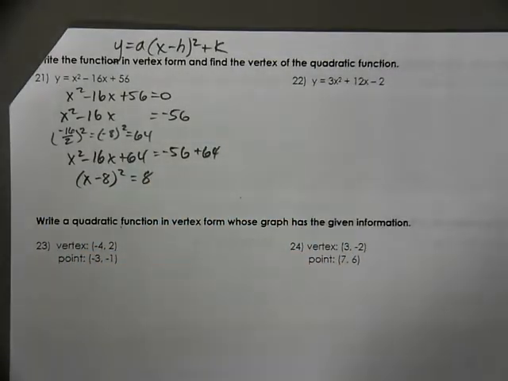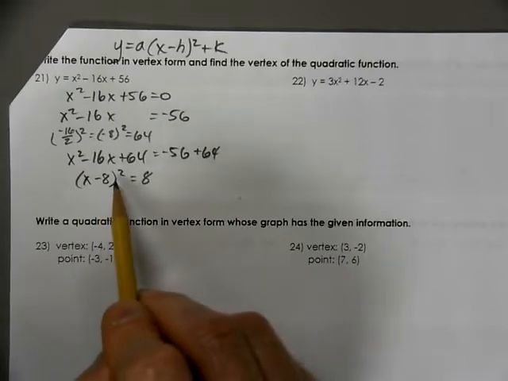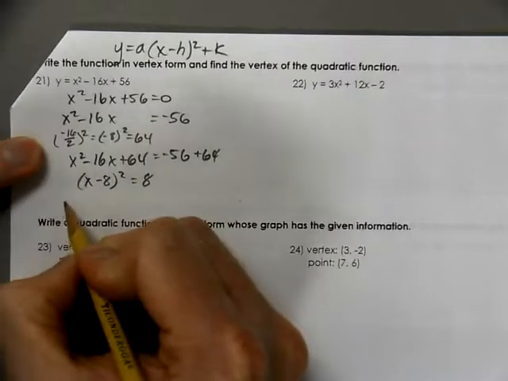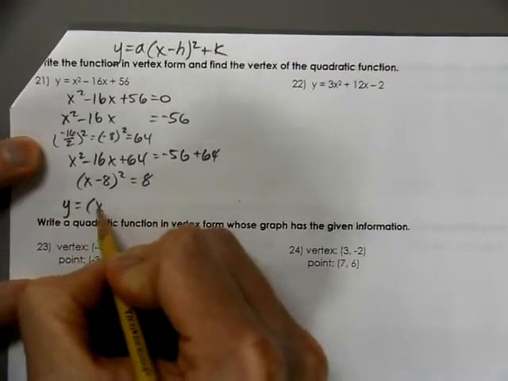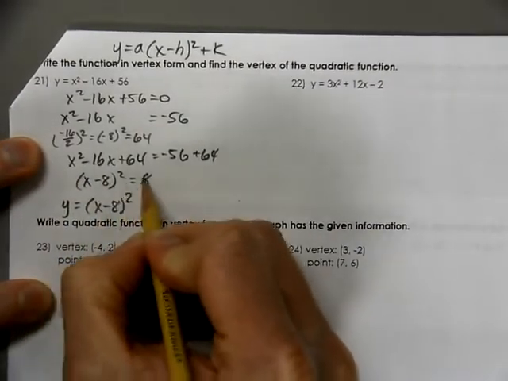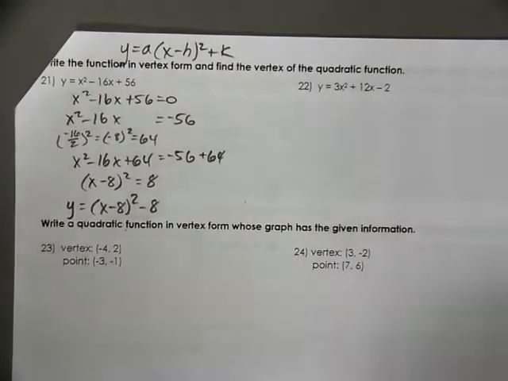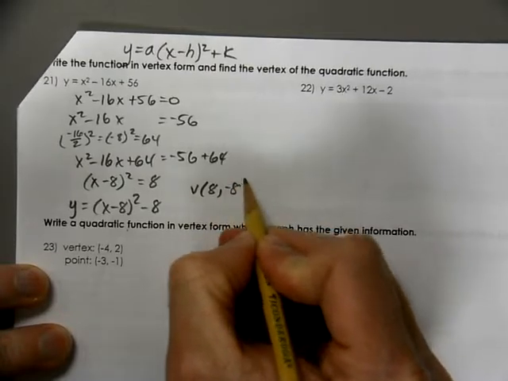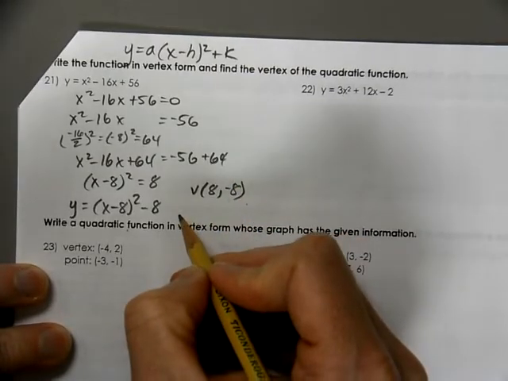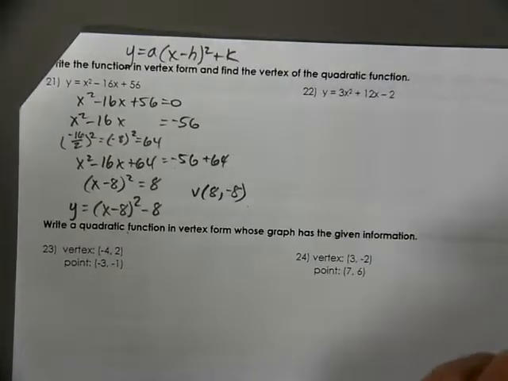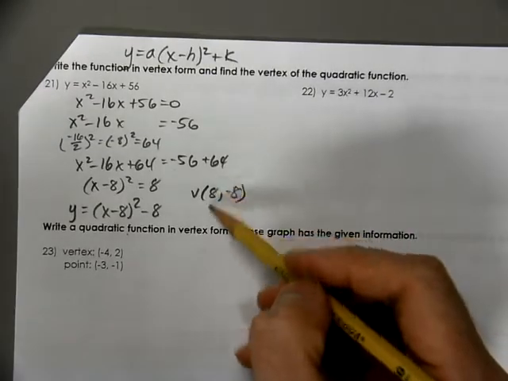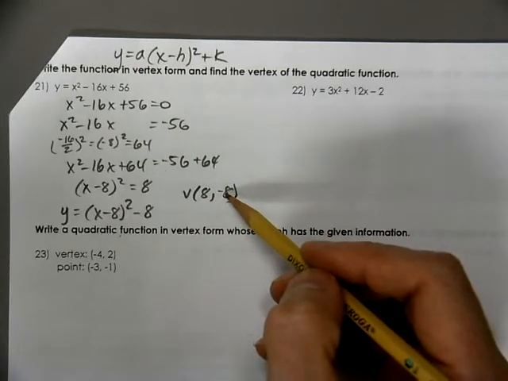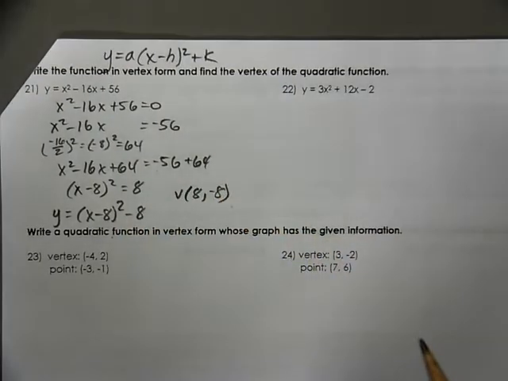Now, if we were going to solve for x, we would take the square root of both sides. But remember, we're trying to write this in vertex form, so we just say y equals (x minus 8) squared. Bring the 8 back across, which makes it a negative 8. The vertex is going to be (8, negative 8). And that's what we have. Our line of symmetry would be 8, and our minimum value would be negative 8.